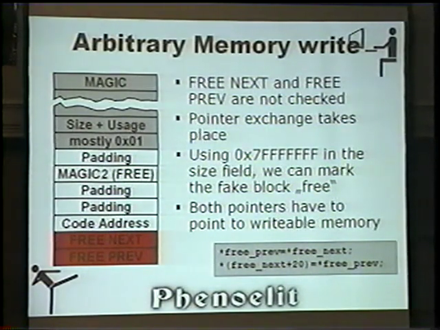So when it's merged together, you have two free blocks, like 5 free bytes and 10 free bytes. It's better to merge them together to have 15 free bytes, and since you get rid of all the overhead for the allocated memory blocks, it actually saves quite a lot of space. So when they're merged together, this pointer operation takes place, where what free previous is pointing to gets the value of free next, and vice versa, with an offset of 20. We've got a pointer exchange, unchecked, so we can write to arbitrary memory.